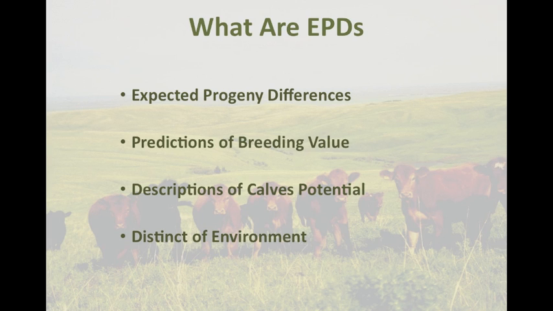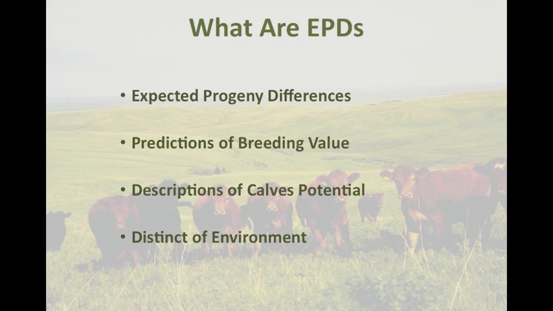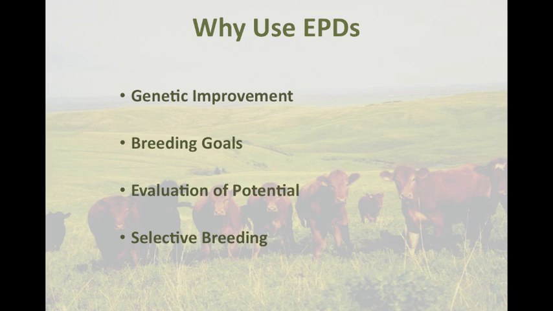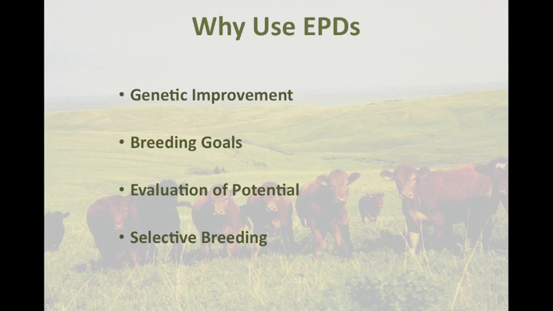So it's distinct from the environment, and that's the only fair way to compare animals that were raised in different environments. It's not fair to compare, say, raw birth weights or weaning weights or yearling weights of a group of calves that was born in January in Texas to a group of calves that was born in June and fed somewhere else. Very different environments, and we know that the phenotype is affected by the environment and the genetic potential. So hopefully these EPDs are used as guidelines towards genetic improvement.